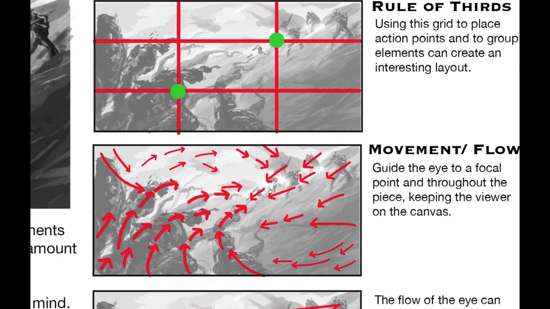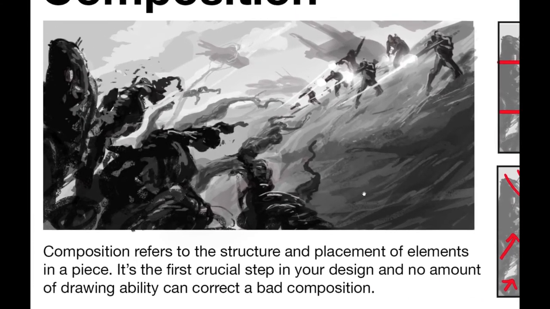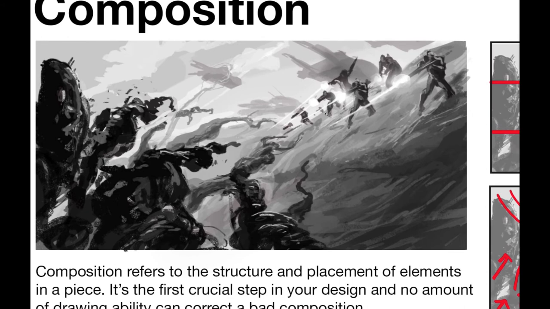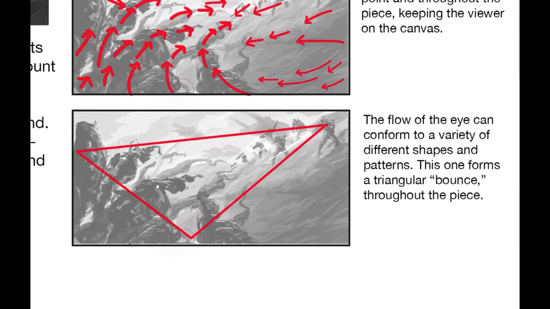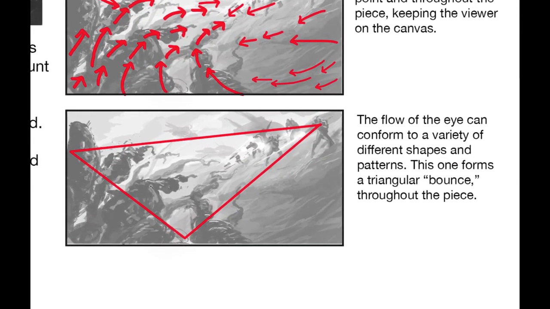Other ways you can control where the eye goes is shiny things. We're attracted to bright and dark, so strong areas of contrast. So bright, shiny areas where there's lots of clusters of activity next to areas where there's not much activity, that's another thing that will draw the eye. And then think of the pattern that the flow takes. One of the most common forms is a triangular bounce where the eye goes throughout the piece.